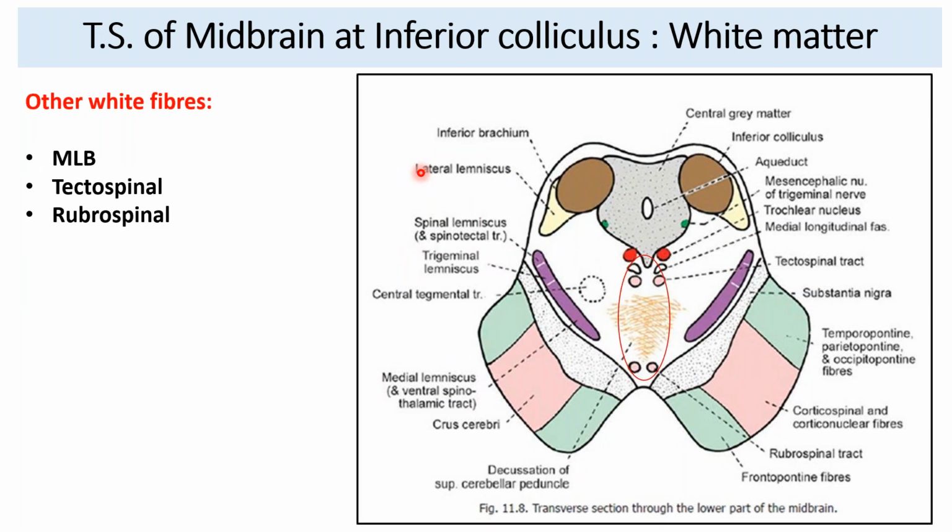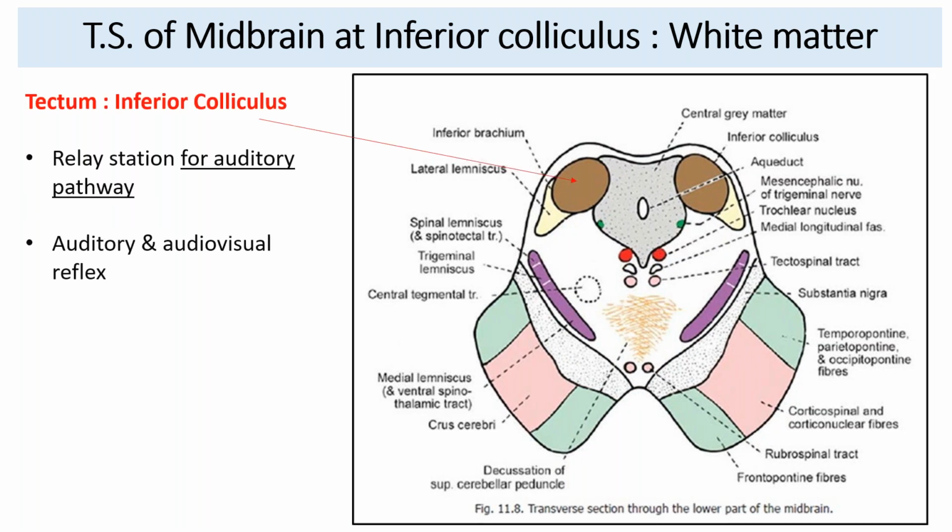Now the other white matter fiber bundles that are left are the rubrospinal tract. This is the rubrospinal tract. This you have to form on both sides in the paramedian direction. Then the tectospinal tract. This is the tectospinal tract, and the medial longitudinal bundle on both sides in this order: medial longitudinal bundle, tectospinal, and the rubrospinal tract. These are the other white matter fiber bundles apart from the cerebellar peduncle decussation and the lemniscal system.